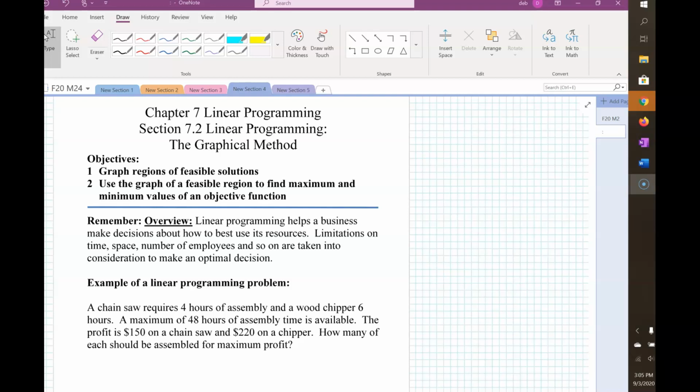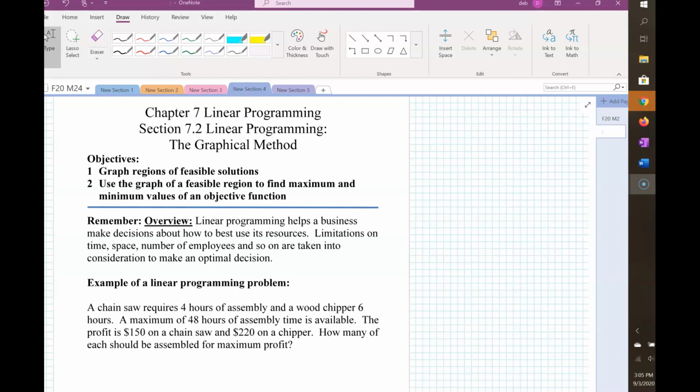and then talk more about why we're doing that. So recall that linear programming is a way for a business to make decisions about how to best use its resources. And limitations on things are incorporated into the math so that they can make an optimal decision.